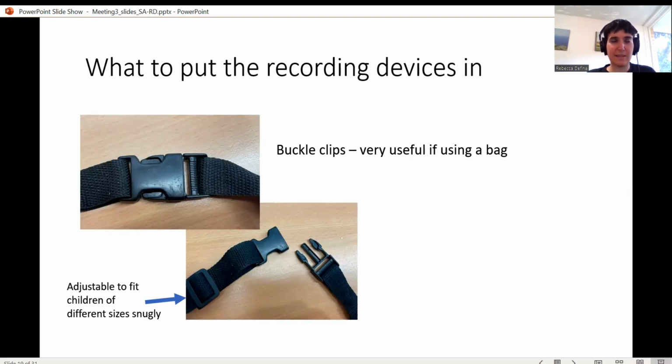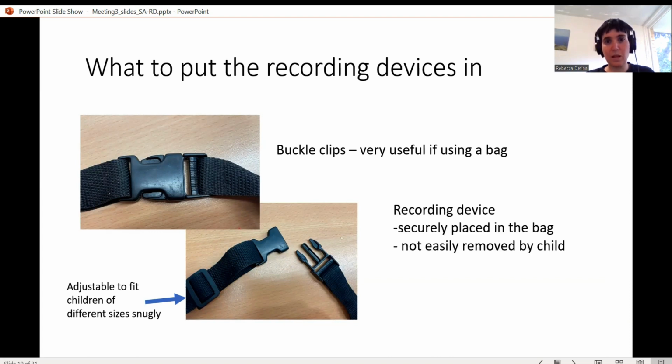Some ways to set it up so that it's not easy for the child to remove and is more comfortable: buckle clips are really useful. They're hard for children to undo, and it's easier to set up an adjustable fit so that you can fit it to different sized children. And you really want this recording device to be securely placed so it's not easily removable out of the bag.